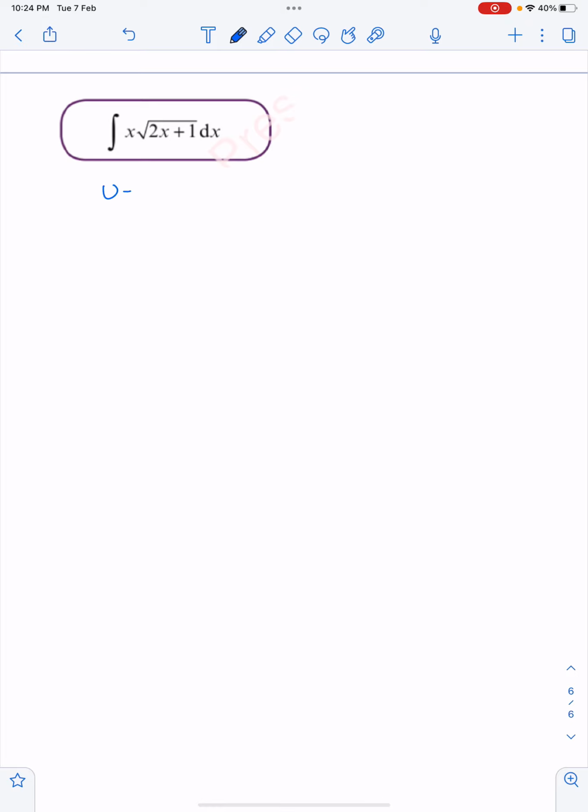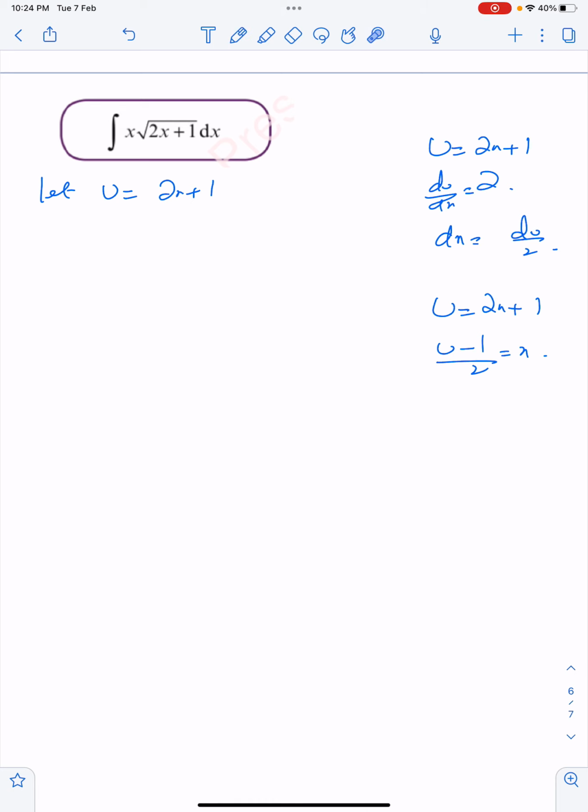So let u equal 2x plus 1. Then u dash is going to be 2. Instead of u dash, I'm writing du upon dx. If I make dx the subject, it will be du upon 2. If I make x the subject from here, x is u minus 1 upon 2. Now I'm going to substitute x by u minus 1 upon 2, and in place of dx I can write du upon 2.